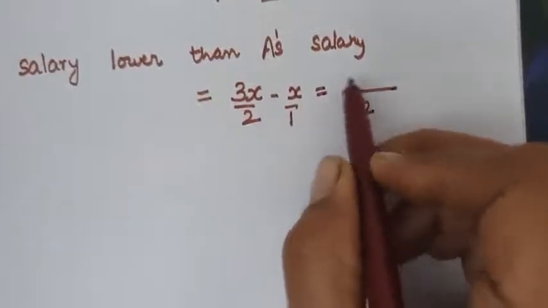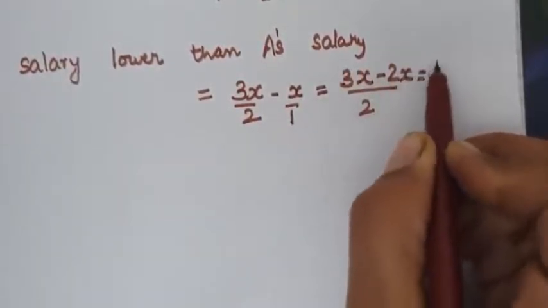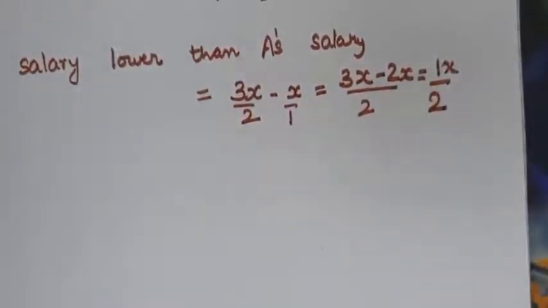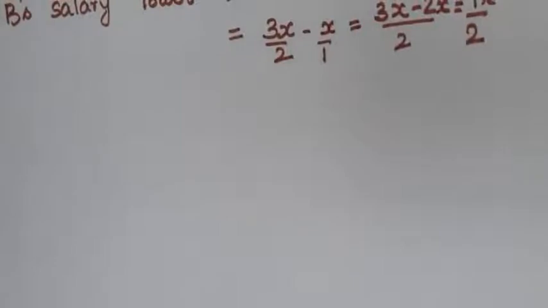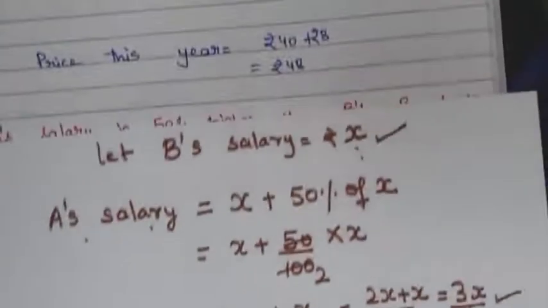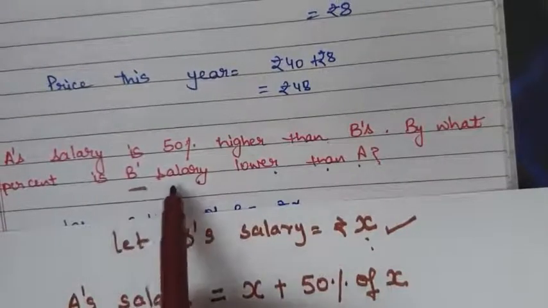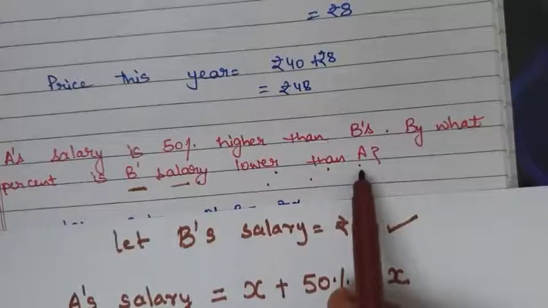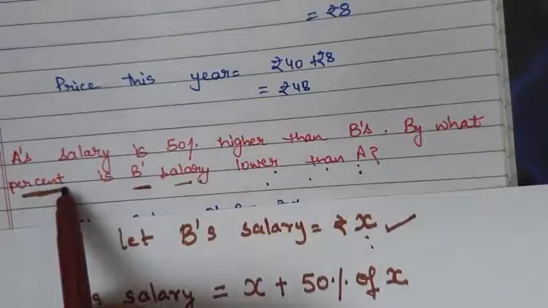2 LCM 3x minus 2x, that is 1x upon 2. Clear? Now we have to find what? We have to find how much percent B's salary is lower than A's salary. We have to find out the percentage decrease.